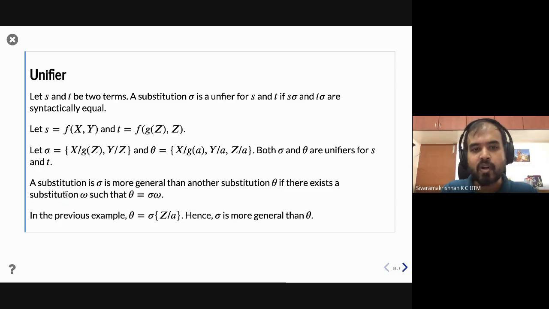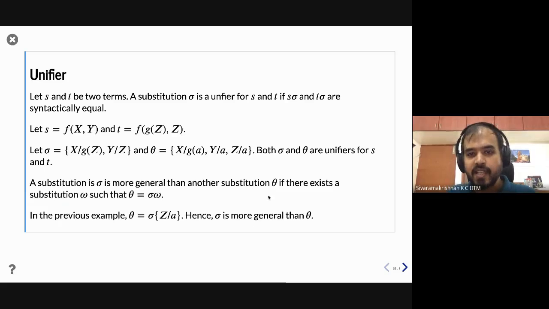And that is formalized by this property called more general. The substitution sigma here is said to be more general than the substitution theta if there exists a substitution omega such that you can obtain theta, the more specialized one, by composing sigma with omega, right? What does that mean? So the more general substitution is actually specifying less about the variables, right?